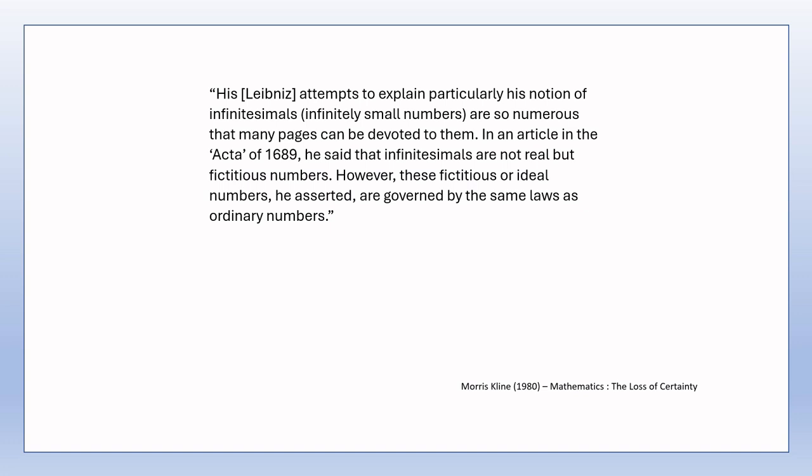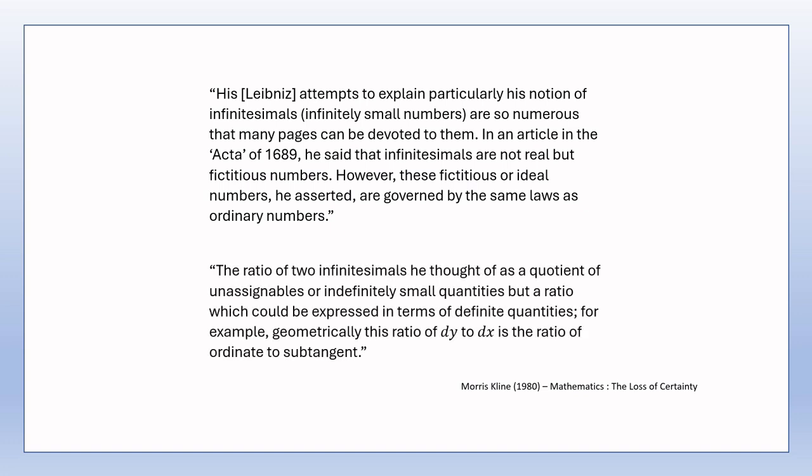In an article in Acta Eruditorum of 1689, he said that infinitesimals are not real but fictitious numbers. However, these fictitious or ideal numbers, he asserted, are governed by the same laws as ordinary numbers. And Klein goes on to say further about Leibniz, the ratio of two infinitesimals he thought of as a quotient of unassignables or indefinitely small quantities, but a ratio which could be expressed in terms of definite quantities.